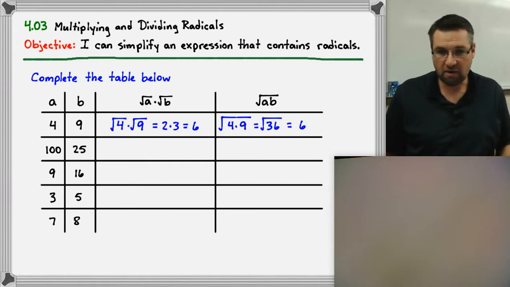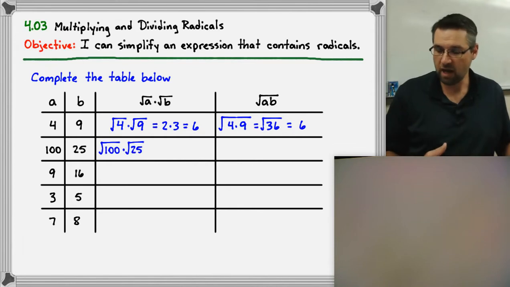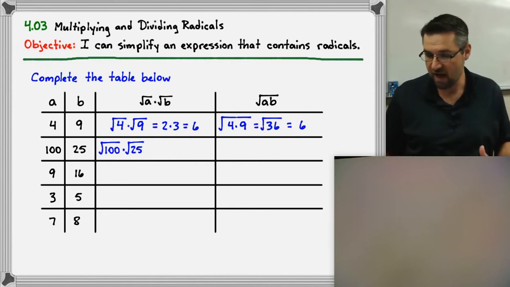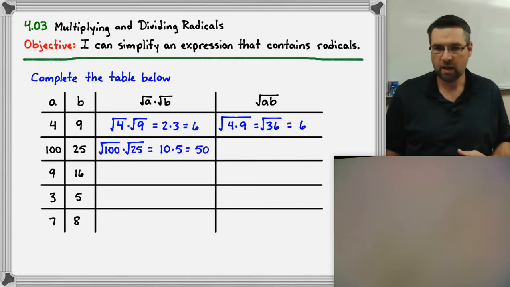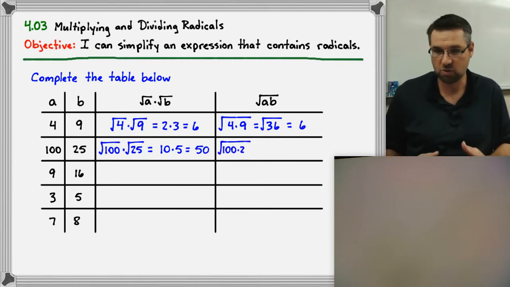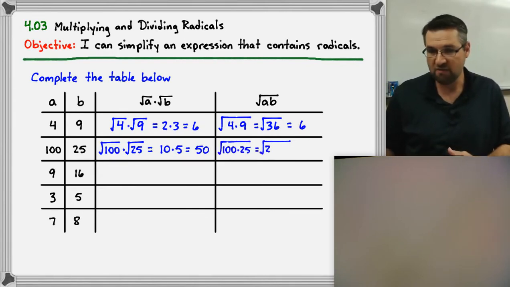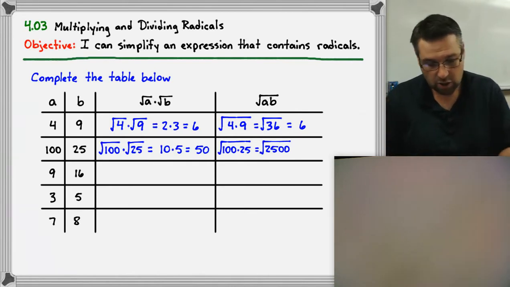The square root of 100 times the square root of 25. Well, the square root of 100 is 10, and the square root of 25 is 5. So we'd end up with 10 times 5, which is 50. And then if I plug in the 100 times the 25 into the single square root, we get 100 times 25, which is 2,500. Now, we can go through a long practice of square rooting this, doing the prison break thing.